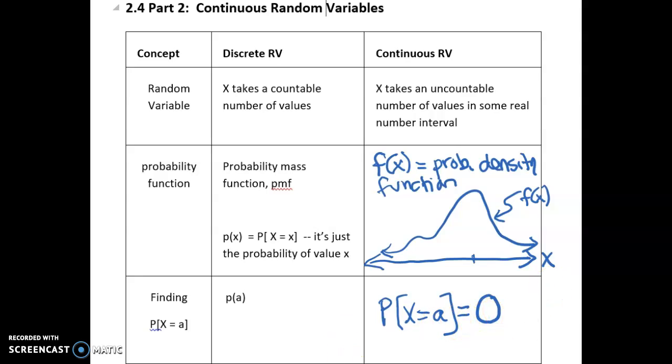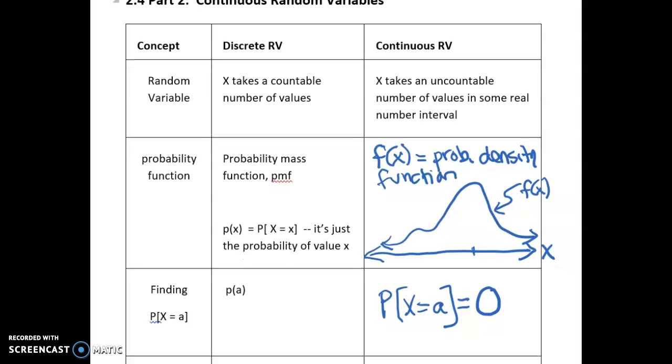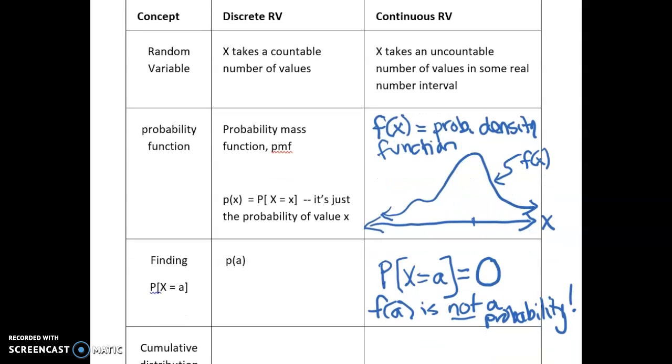We say people can weigh 160 pounds, but the truth is they really can't. There are infinitely many values close to 160 pounds, and so the probability of a single value is considered to be 0. And remember, f of a is not a probability. The amazing thing.